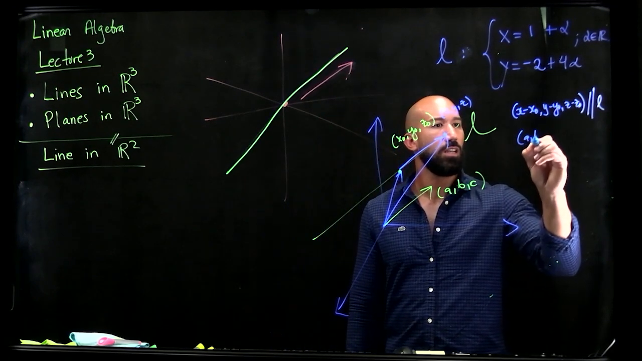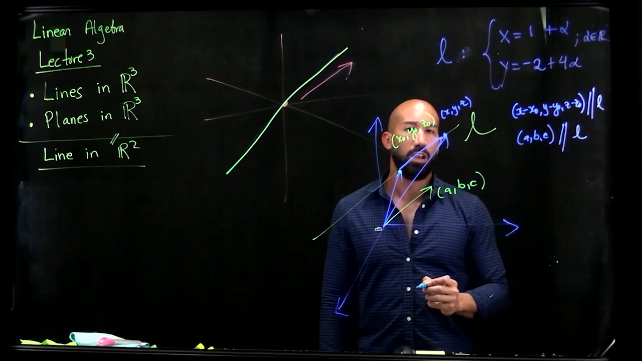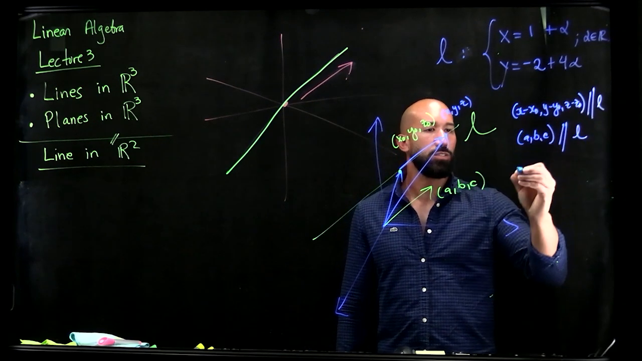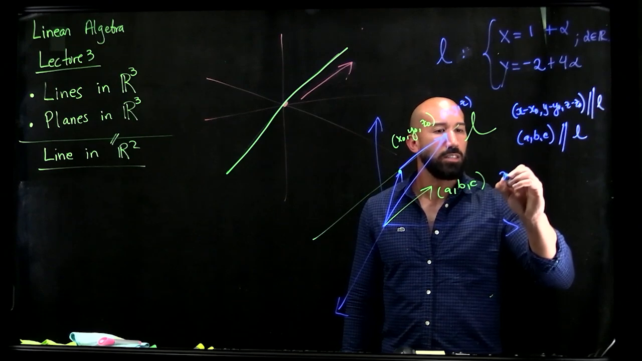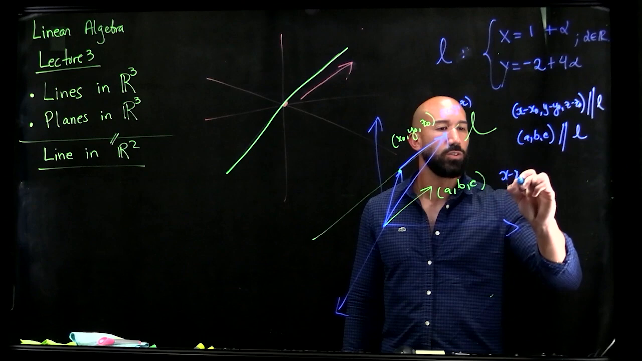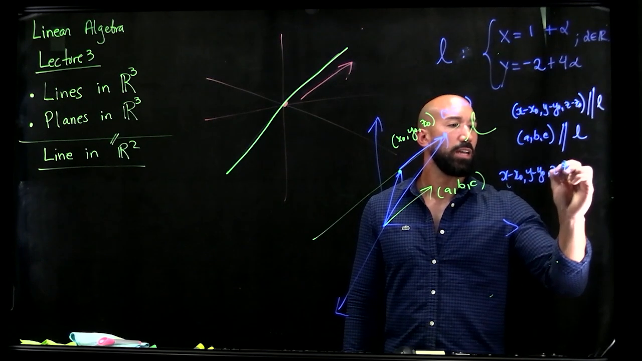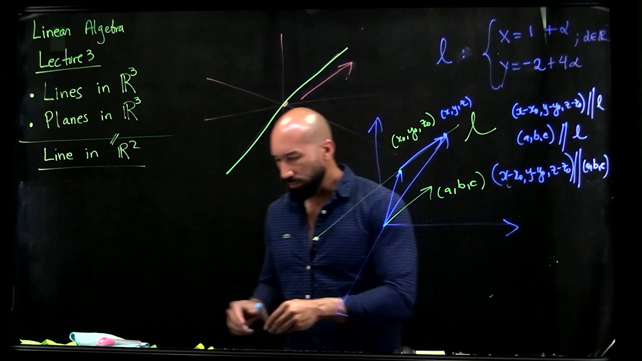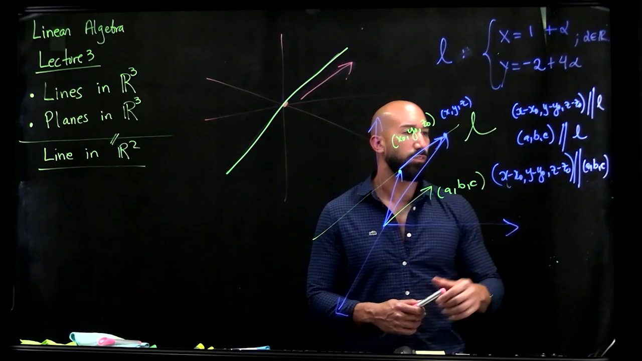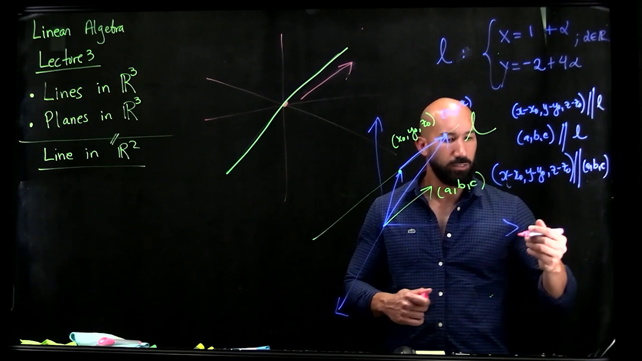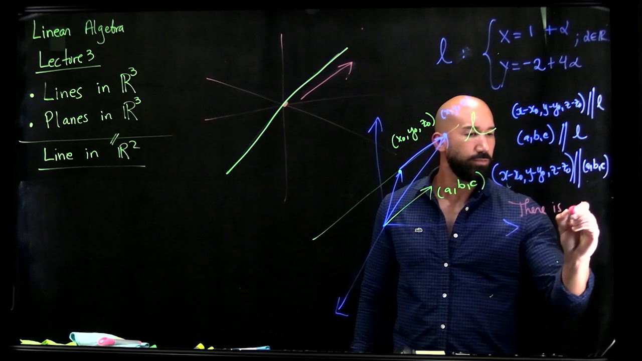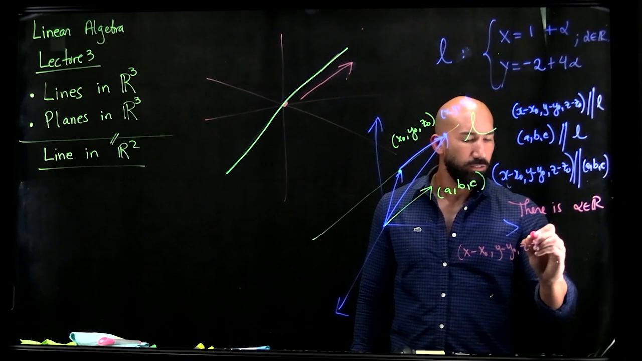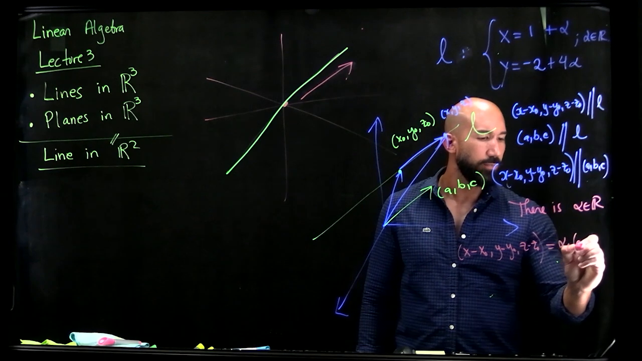But A, B, C is also parallel to L. So if this is parallel to L and this is parallel to L, using transitivity, we can conclude that X minus X0, Y minus Y0, Z minus Z0 is parallel to A, B, C. Two vectors are parallel if we can find a scalar such that the first vector is equal to that scalar times the second.